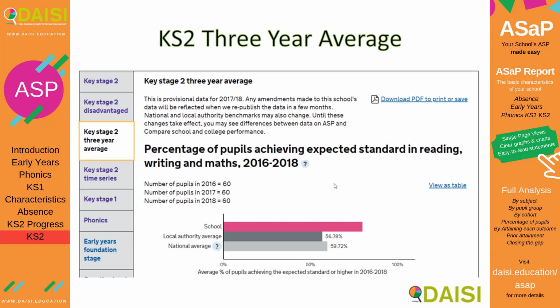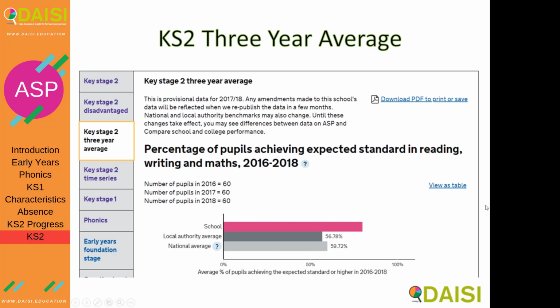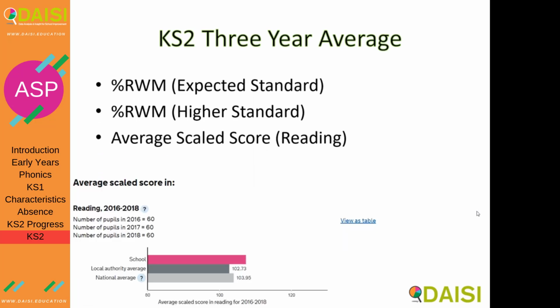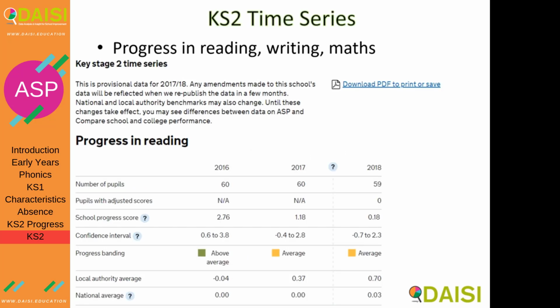So this allows, say, if you have cohorts of 40, 40, 60, for there to be more weight on the 60. It's a per pupil weighting, so it's a weighted average. Now, these averages are for reading, writing, maths at the expected and the higher standard, and the average scaled score for reading and for maths.